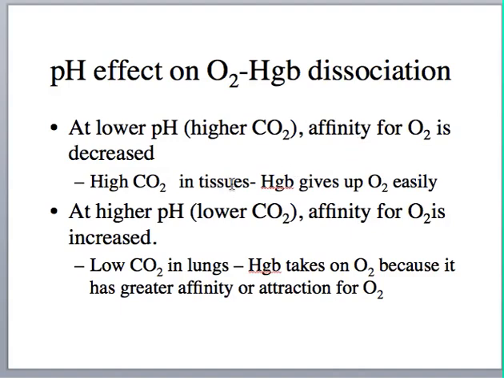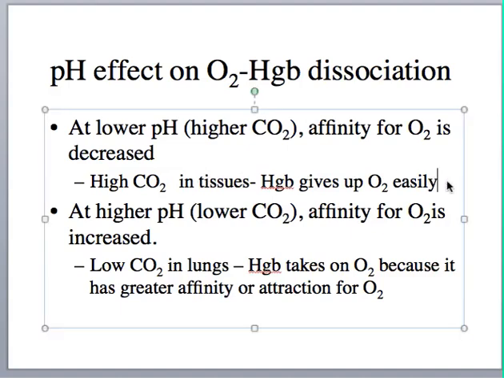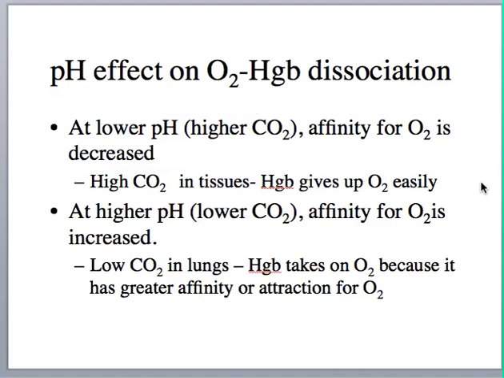So high CO2 in the tissues, low pH, hemoglobin gives up oxygen easily. And again, that is beneficial for the body because when your body is high in CO2, it is good that hemoglobin wants to give up its oxygen. This is just because of its shape.